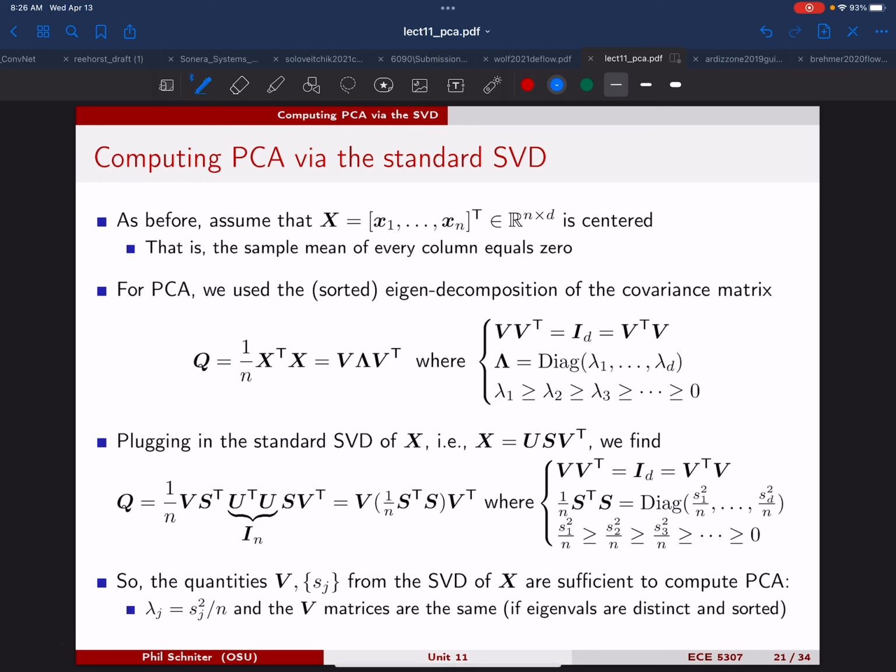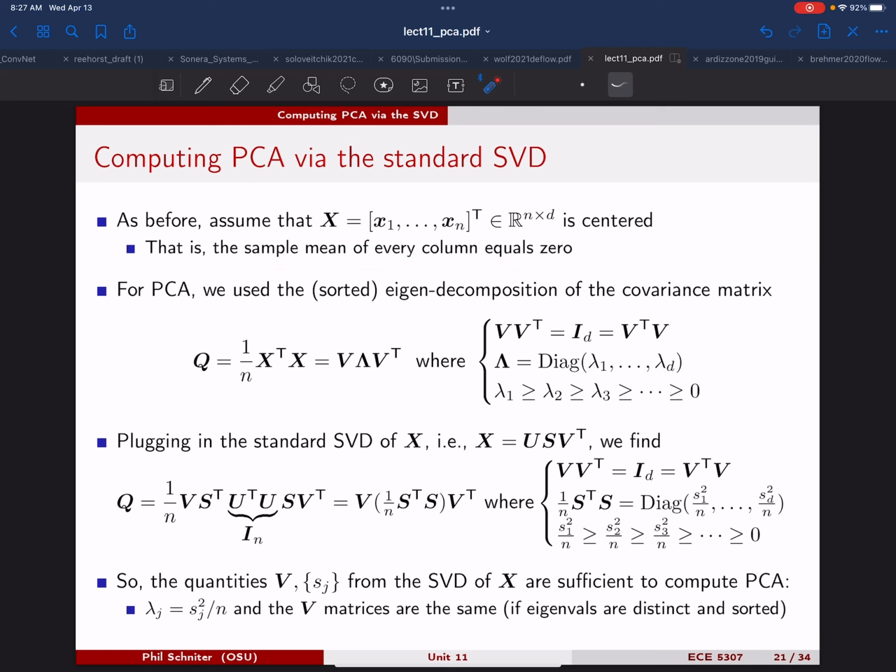Okay, so we're going to compute PCA first using the standard SVD, and then we'll show how to do it with the economy SVD. And in doing so, we're going to see the connection between the eigen decomposition and the SVD. Okay, so as before, we have our n feature vectors. We stack them into a matrix, as always, where the samples go down the rows and the features go across the columns. And we have data that's centered so that the sample mean of every column equals 0.